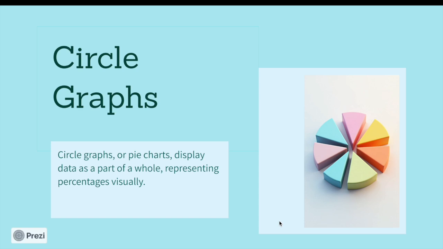This graph, the circle graph, kind of looks like a pizza, where each slice represents how much of something there is compared to the whole. Let's say, for example, if half the class likes pepperoni and the other half likes pineapple, then we would cut the circle in half and label 50% of the circle, which is the whole class, that likes pepperoni, and the other 50% would be pineapple.